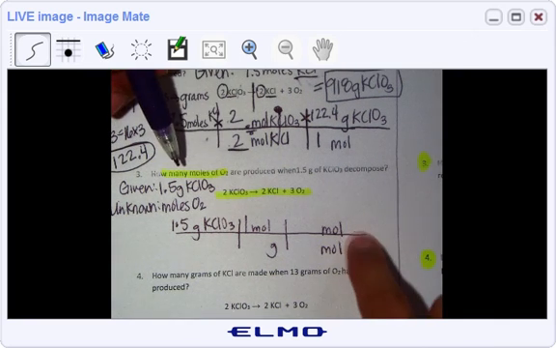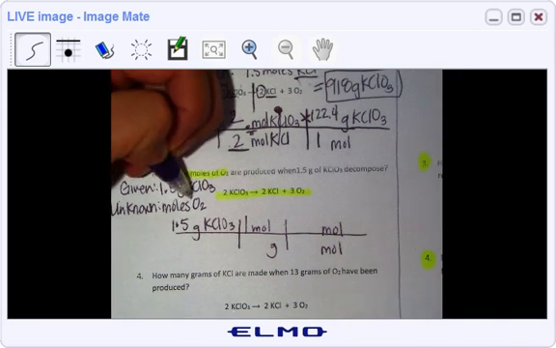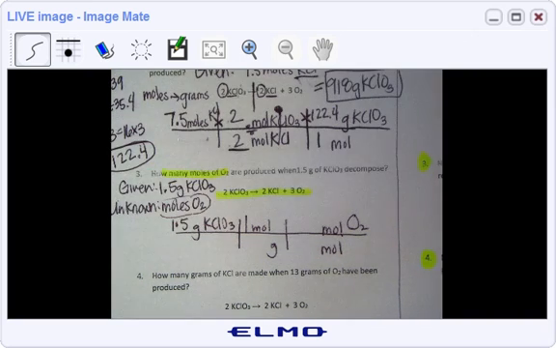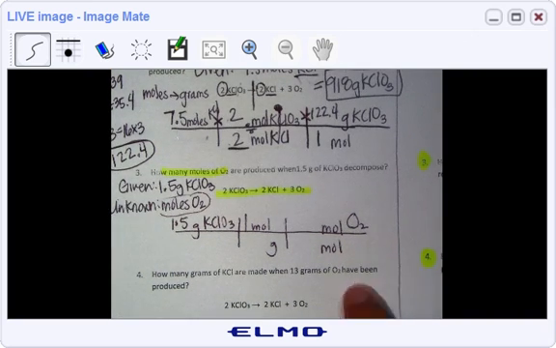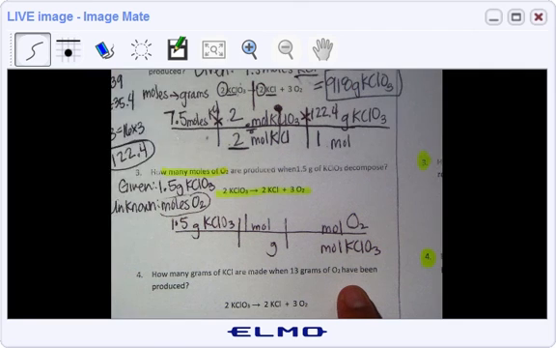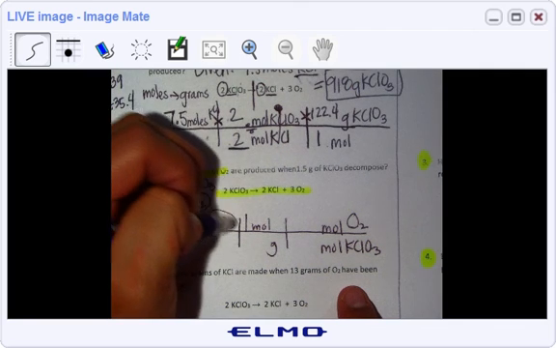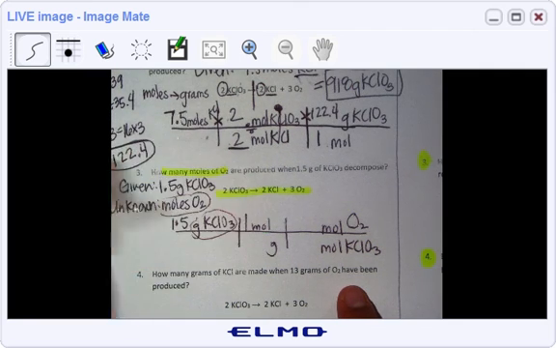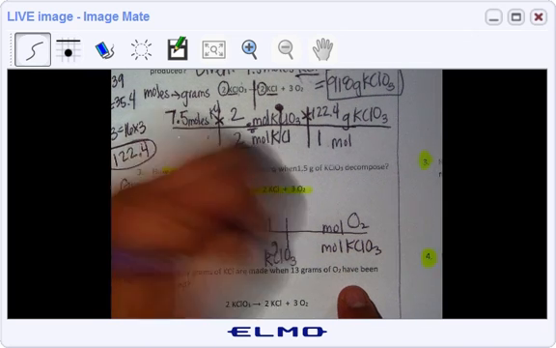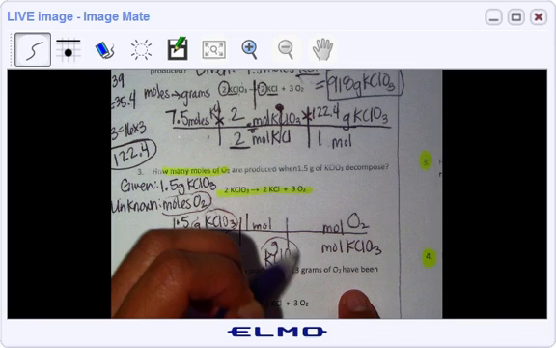So mole of the unknown, what element am I putting here? O2. And that's ultimately what I want to find. And mole of the known is KClO3. If this is grams of KClO3, this has to be grams of what? These have to match.